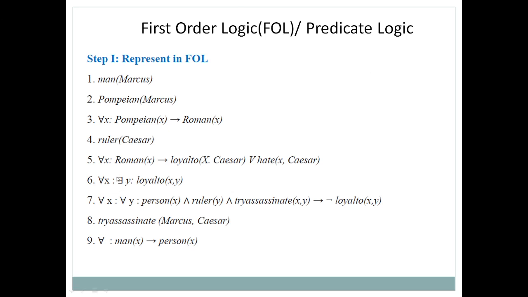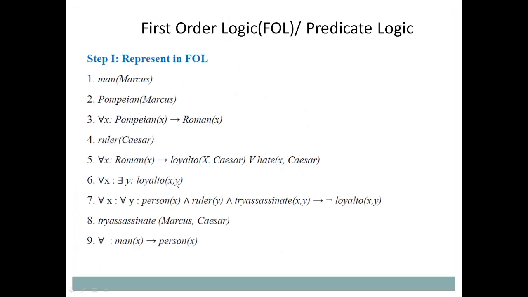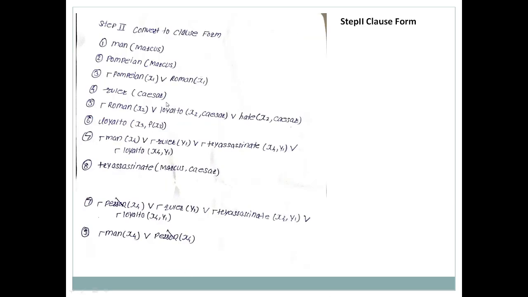So we need to remove all this. Here x and y are there, standardization of variable is possible. So we have written loyal to in brackets x3 comma f of x3. Why have we written this x3? Because here we have used x2, so obviously next is x3, and here y. I told you that this y belongs to the existential quantifier, so we need to convert it in terms of a function of x. That's why we have written f of x3.